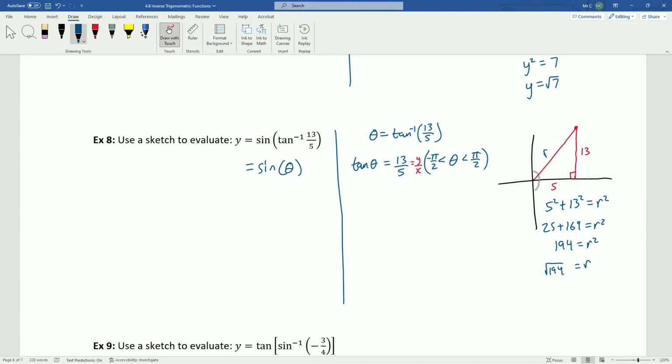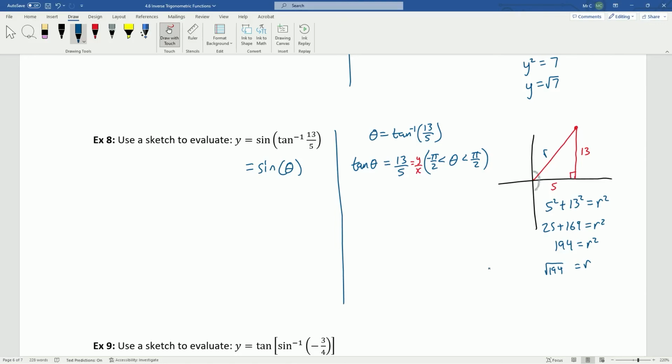Now I could see if I can simplify that. I'm not going to actually bother at this time. You might need to simplify this further if you're working on homework, something like that. But it's not super important for our purposes here. So we've got r equals the square root of 194.